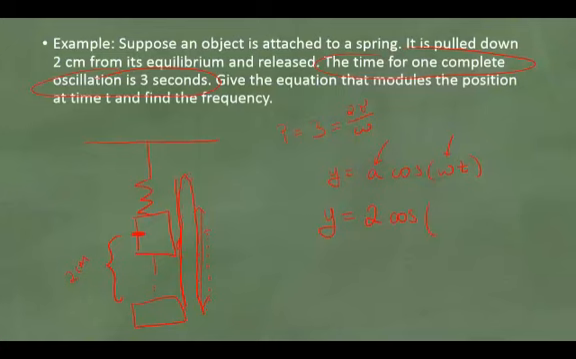Cosine, and again, we need omega still. And all we need to do is solve for this equation here. If we multiply omega on that side, we get omega is equal to 2 pi over 3, which is the number in front of t. And then that's it, we're done. This function is going to model the position at any time.